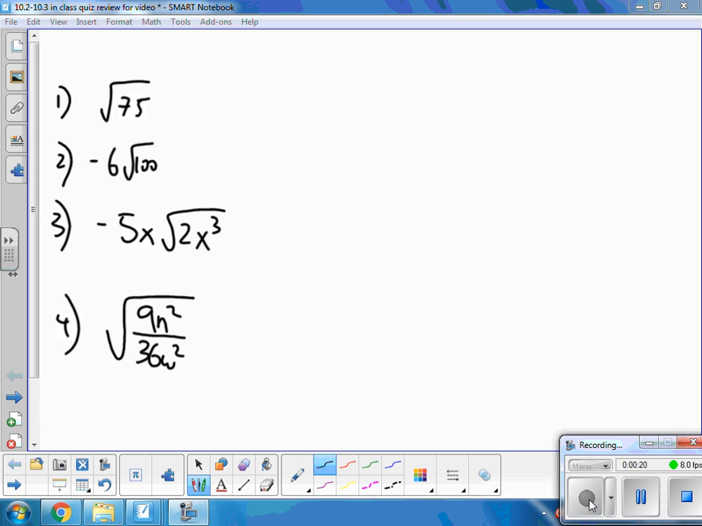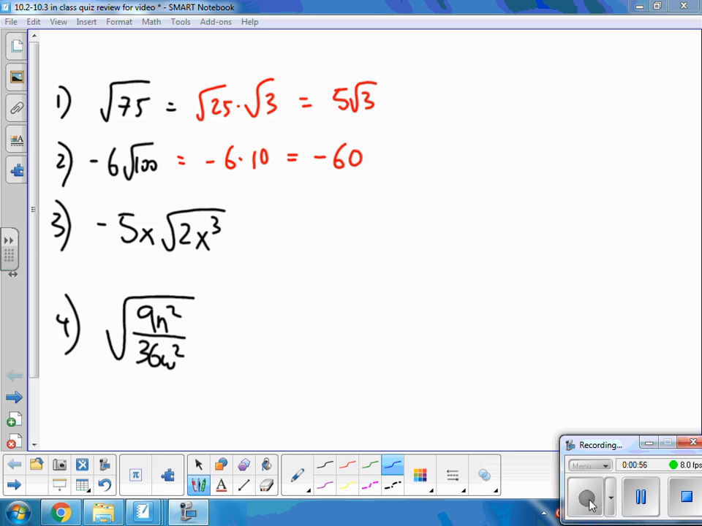The square root of 75 is actually made up of the square root of 25 times the square root of 3. The square root of 25 is 5, and the square root of 3 is going to stay as it is, because I'm looking for perfect squares that I can factor out. Negative 6 times the square root of 100: we know the square root of 100 is 10, so negative 6 times 10 equals negative 60. Again, I keep looking for perfect squares.